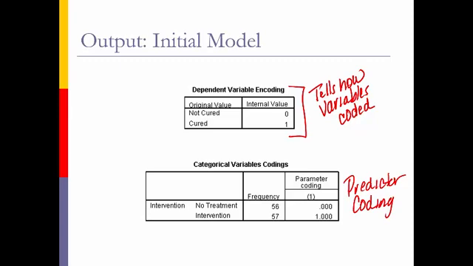So we have intervention. No treatment has a 0 value and intervention has a 1 value. And we can also see that we've got frequencies. How many had no treatment? How many did have intervention or some type of treatment?